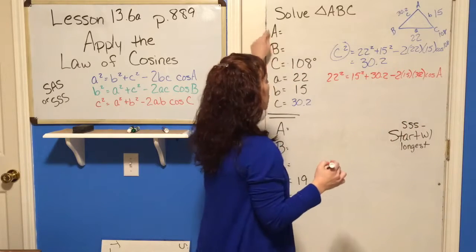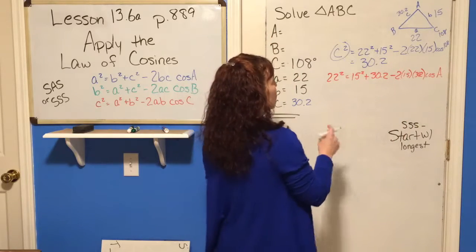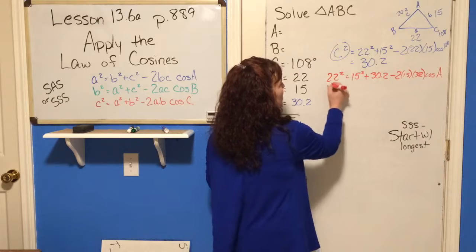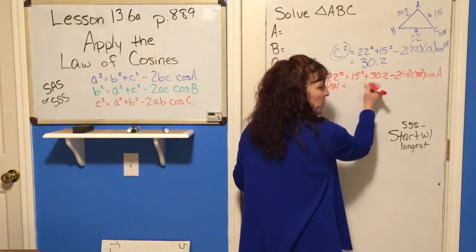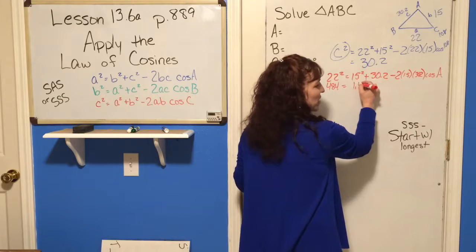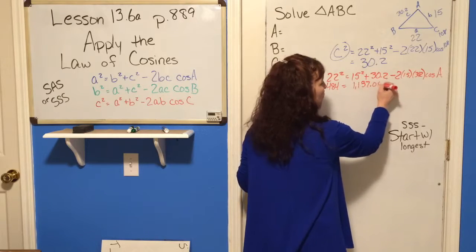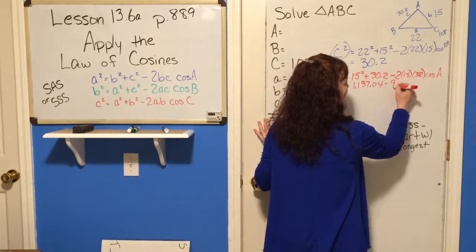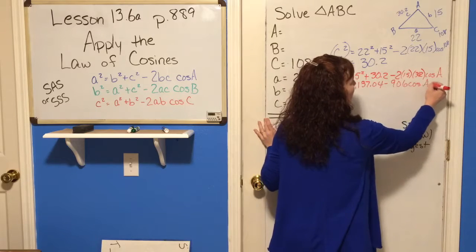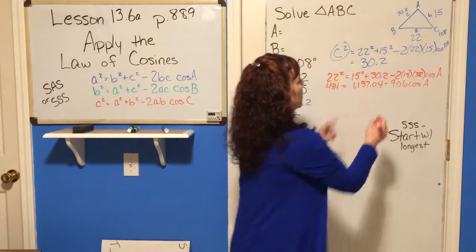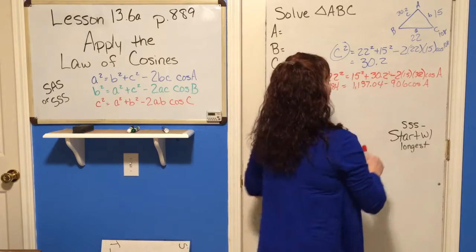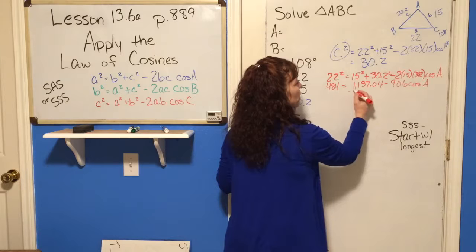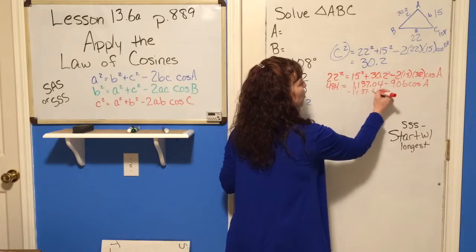So you can still solve for this angle by multiplying, and this is going to be 484 equals, all of this multiplied and added together is 1,137.04 minus 906 cosine of A. All right, and that's this squared plus this squared is this, and then this times this is that. So then what you would do is subtract the 1137.04.